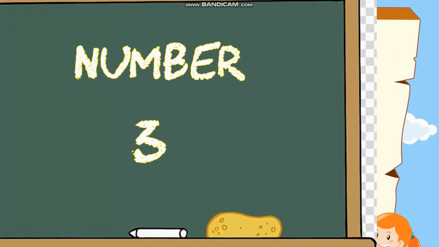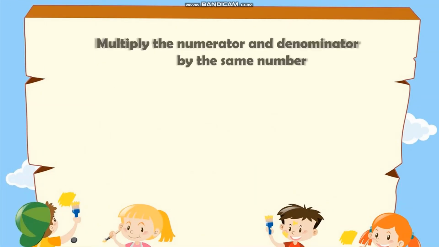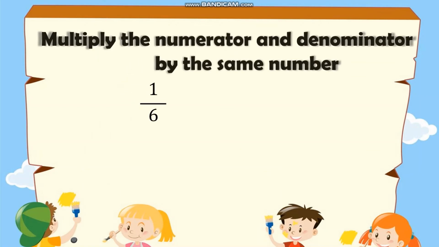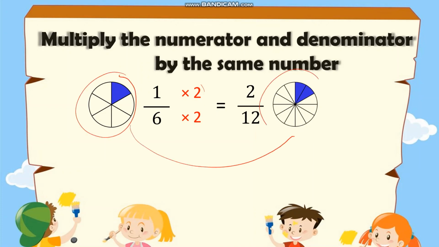Okay, number 3 is multiply the numerator and denominator by the same number. So let's say I have 1/6, and I choose 2 as the multiplier. So 1 times 2 is 2, 6 times 2 is 12. So I multiply the numerator by 2, and I multiply the denominator by 2 as well. Okay, so 1/6 is equal to 2/12. See, this shape is equal to this shape.